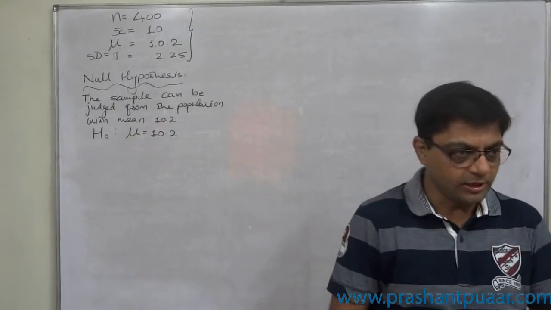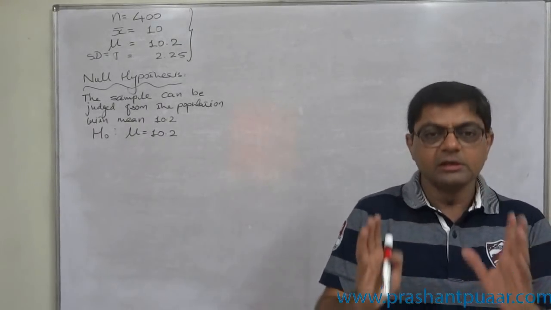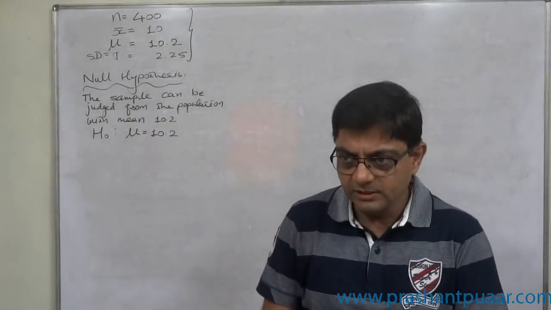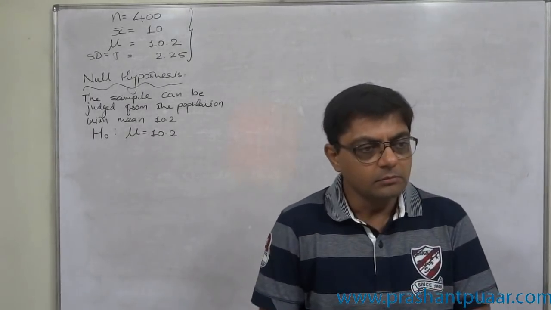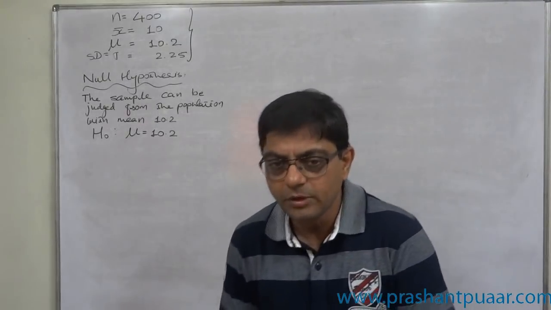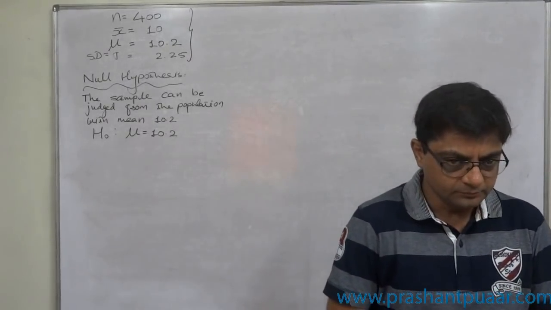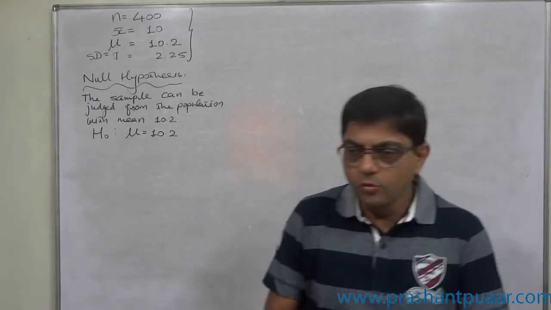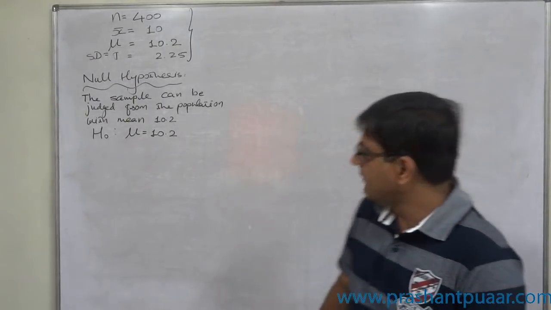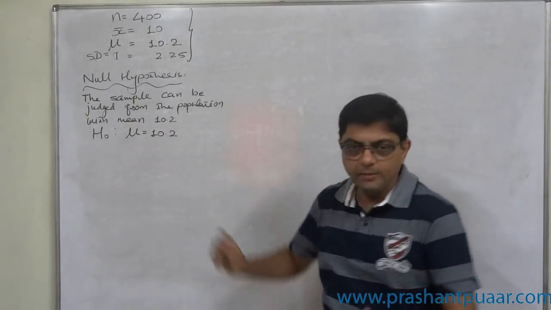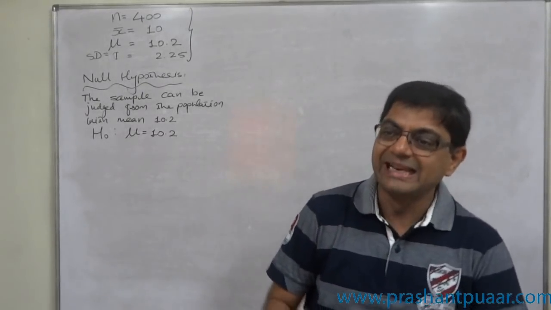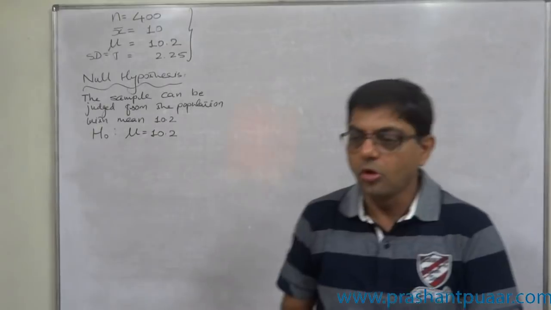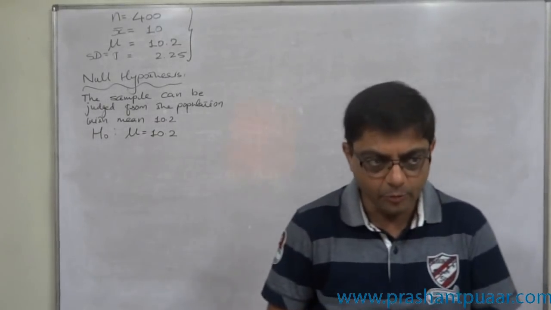What is our counter argument? First of all, check the question. Is there any term which indicates the direction of the alternative hypothesis? If the population mean is not 10.2, can we conclude that the population mean is less than 10.2 or that the population mean is greater than 10.2?